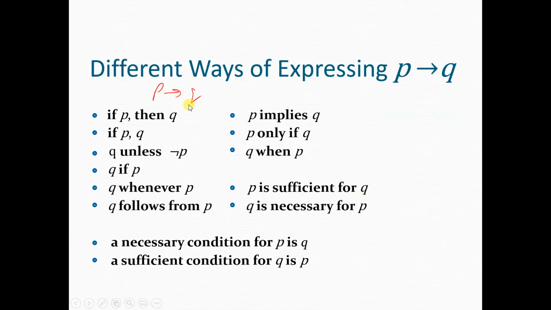P implies Q means P is sufficient for Q, or Q is necessary for P. P implies Q also indicates Q is necessary for P. A necessary condition for P is Q. Actually, these two are derived from these two. And a sufficient condition for Q is P.